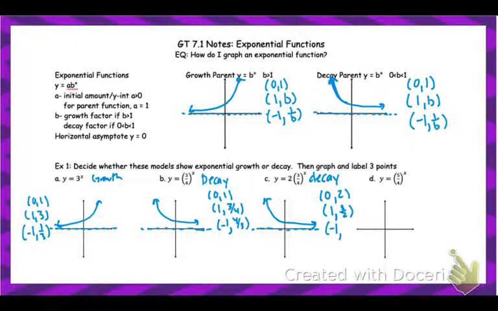If I plug in negative 1, (3/4)^(-1) is 4/3. 4/3 times 2 is 8/3. So it still shows decay, but a value in front changes the shape of your graph a little bit. It would be a vertical stretch when we actually start talking about transformations.